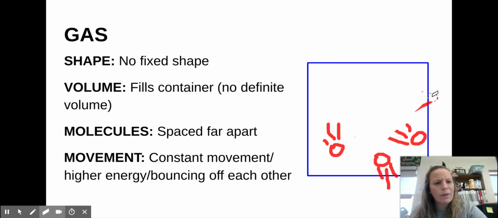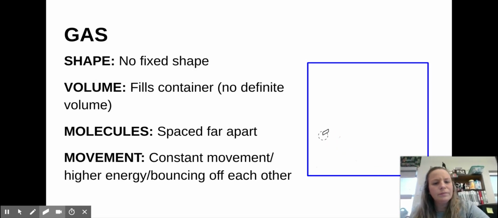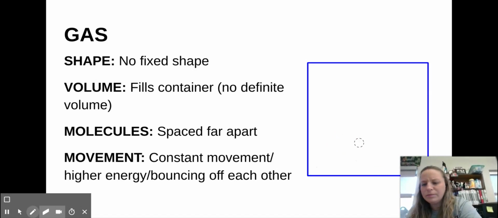Oh my gosh, this is so much easier. And now we know. Beautiful.